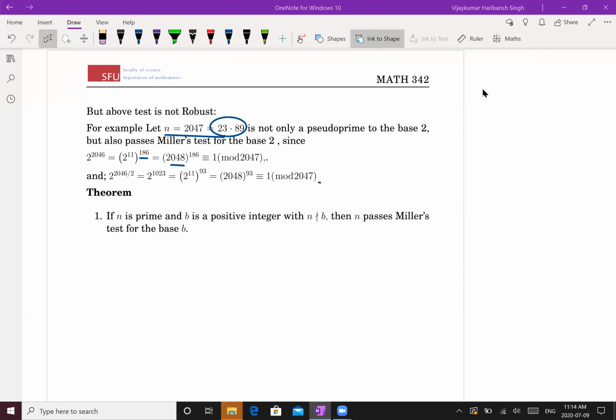Okay. So we want to show that if n is a prime and b is a positive integer such that n does not divide b, then n passes the Miller test base b. So how do we go about it? First of all, if you look at n minus 1, that is going to be 2 to the power s times t, where s is a non-negative integer, so it belongs to the positive integers union 0. That's a short way of saying it's a non-negative integer, and t is an odd integer.